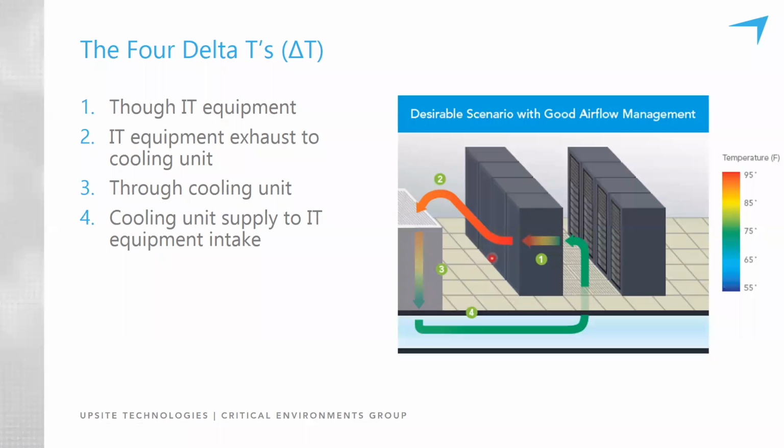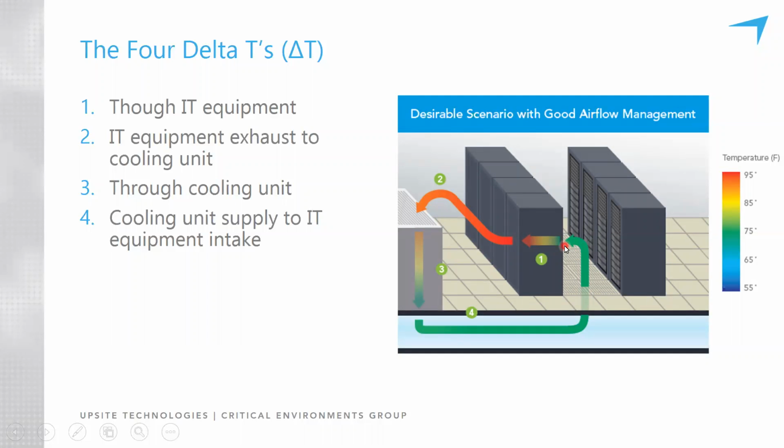You see that the temperature from the time it leaves the IT equipment on its way back to the cooling units is essentially the same temperature. And that's the way it should be. The temperature from the time it leaves the cooling unit and flows towards the inlets of the IT equipment is essentially the same temperature. It hasn't warmed up.